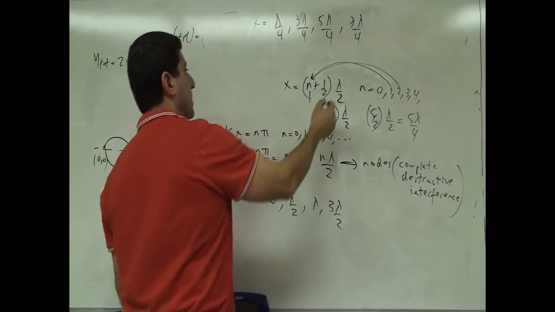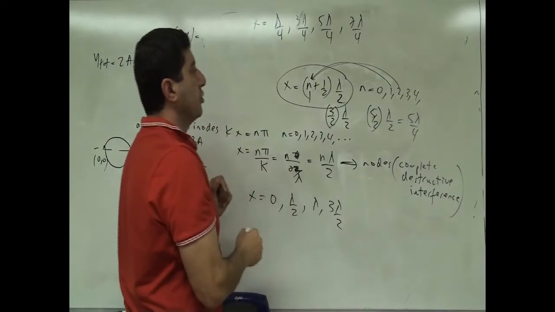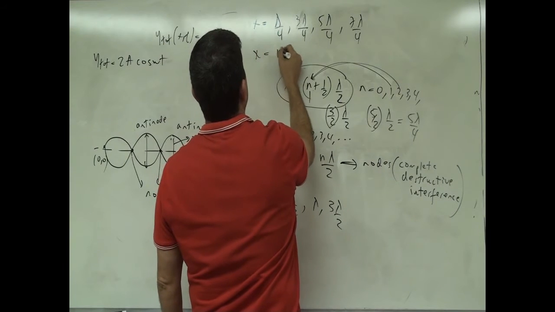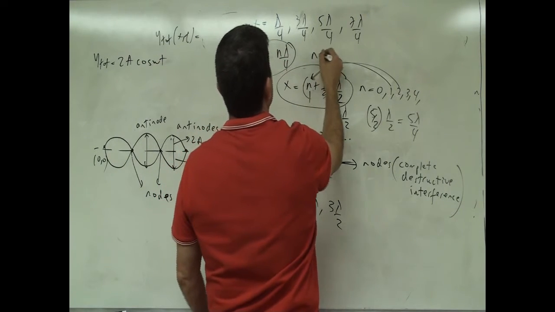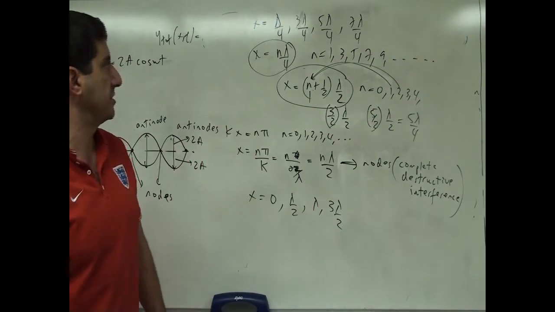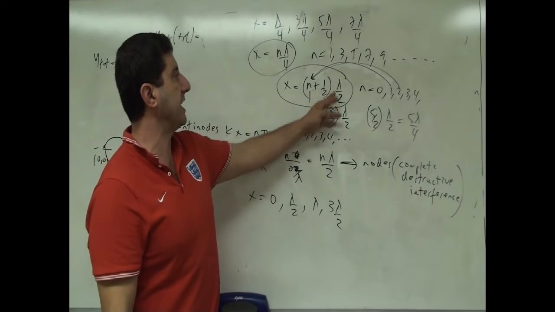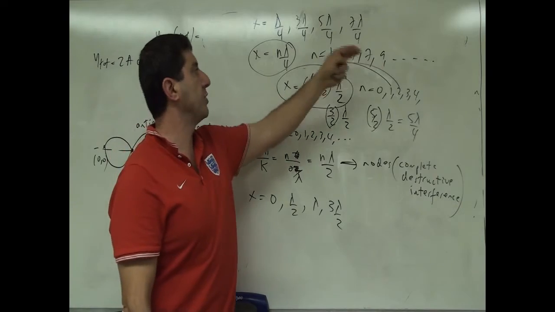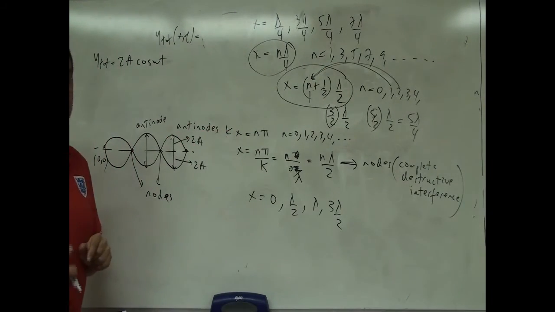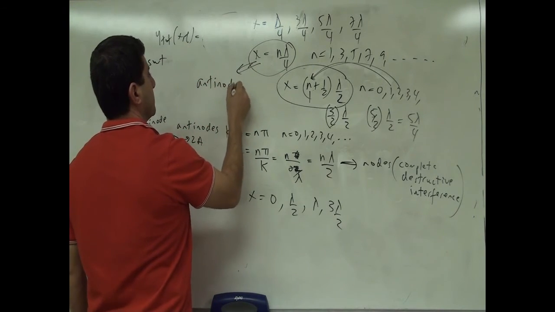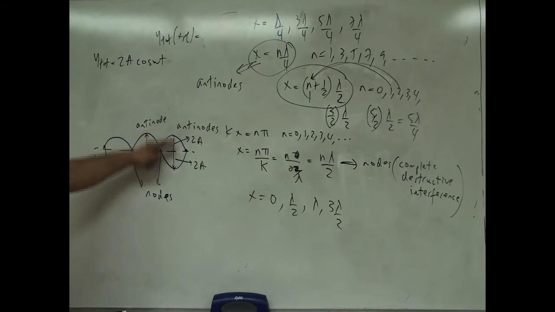So the other way that we can write this equation, n plus a half lambda over 2, where n is 0, 1, 2, 3, 4, we can just say x equals n lambda over 4, where n is equal to 1, 3, 5, 7, 9, so on, the odd integers, right? Either way is acceptable. Either n plus a half lambda over 2 with n equal to 0, 1, 2, 3, 4, or you can write n lambda over 4 with n equal to 1, 3, 5, 7, 9, odd integers, and these are places where the antinodes will occur. And the antinodes, as we said, is the place where the maximum oscillation will occur between 2a and negative 2a, right?